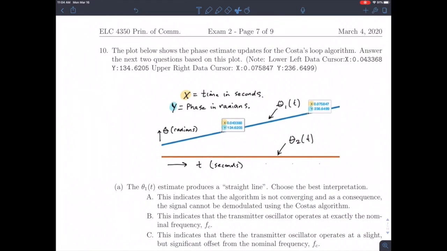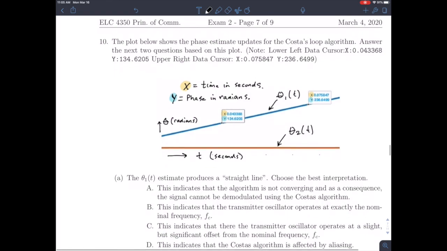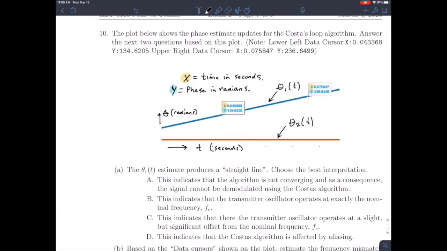Okay, problem 10 takes a look at what happens with Costas loop phase estimates. Now, you should have seen this when you did your mystery signal project, and I think you'll recall that theta 1 from the mystery signal project converged to a straight line, and theta 2 converged to basically a constant.